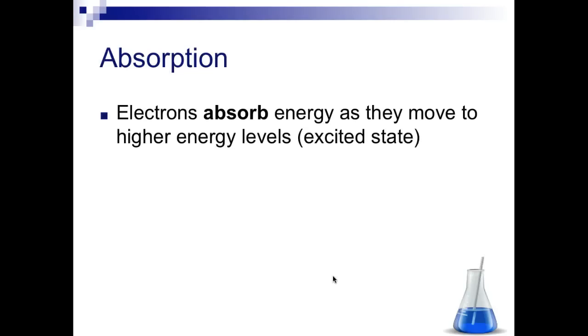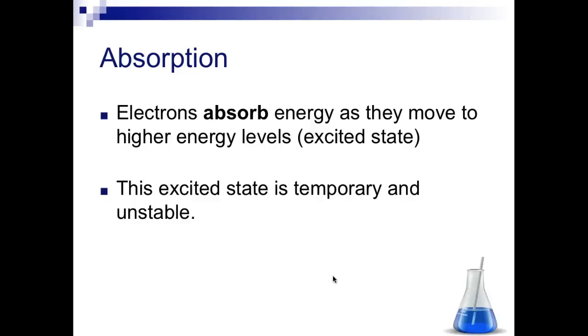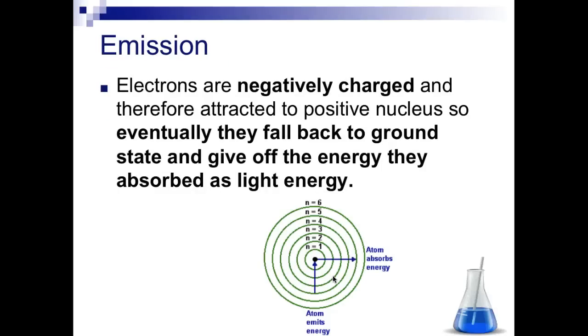Now, absorption is when electrons absorb energy as they move to higher energy levels, when they move to the excited state. This excited state is temporary and unstable. So it's like what we talked about in class. You eat a bunch of candy and you get this sugar rush, this large amount of energy. It's only temporary. It doesn't stay that way for very long.